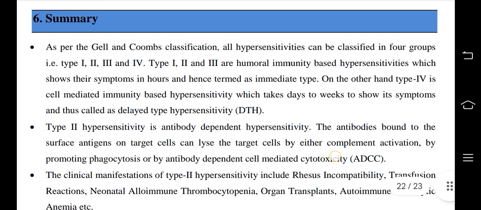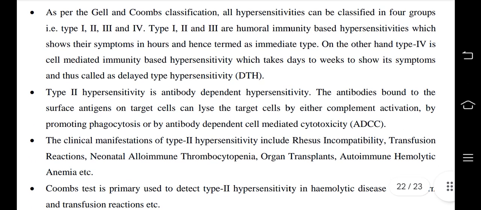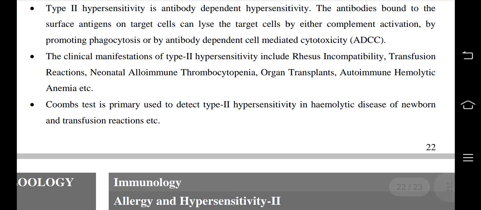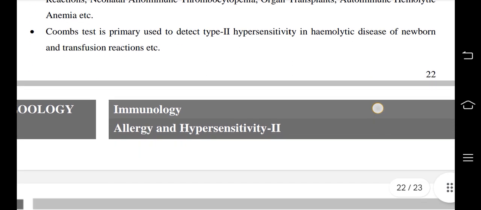Type 2 hypersensitivity is antibody dependent hypersensitivity. The antibodies bound to the surface antigens on target cells can lyse the target cells either by complement activation, by promoting phagocytosis, or by antibody dependent cell mediated cytotoxicity, or ADCC. The clinical manifestations of type 2 hypersensitivity include rhesus incompatibility, transfusion reactions, neonatal alloimmune thrombocytopenia, organ transplants, autoimmune hemolytic anemia. Coombs test is primarily used to detect type 2 hypersensitivity in hemolytic disease of newborn and transfusion reactions.